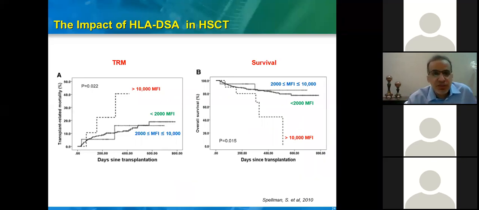This is an elegant study in which they compare the transplant-related mortality over time with the presence of donor-specific antibodies. They divided patients into those who have donor-specific antibody more than 10,000 MFI, those who are less than 2,000, and the group in between. As you can see here, those who have donor-specific antibody with high MFI have a much, much higher mortality rate than those with lower DSA MFI. This is seen in transplant-related mortality and also in survival. The worst overall survival can be seen with higher MFI donor-specific antibody.